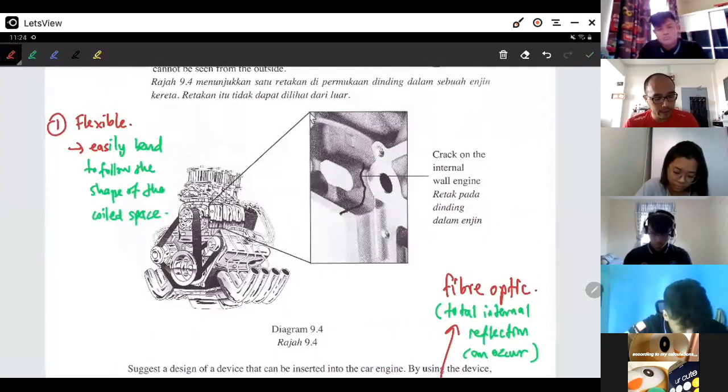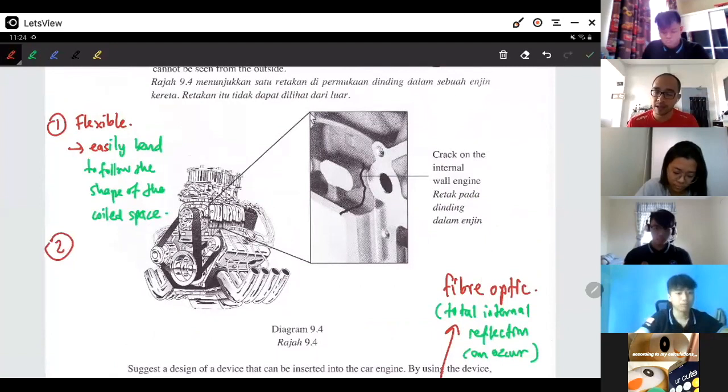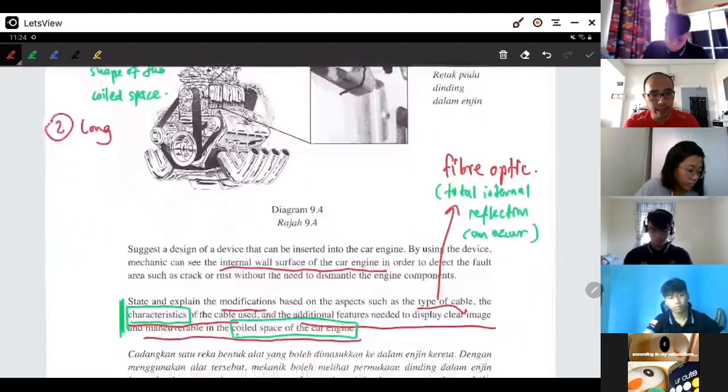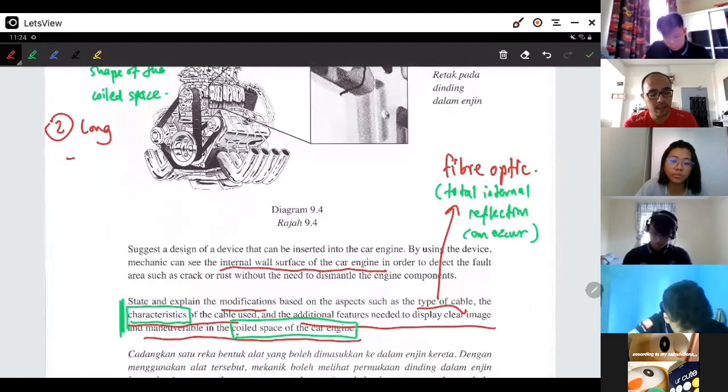What else? If you want to see the whole engine, you not just only need a fiber optic that is flexible, you also need a fiber optic that is... Any suggestion? Big. Long. Okay, long is a better word. Big not so suitable. Nanti saya cakap pasal big. So why should the cable be long? So that it can reach further.